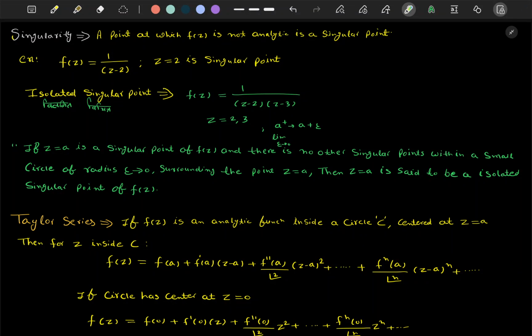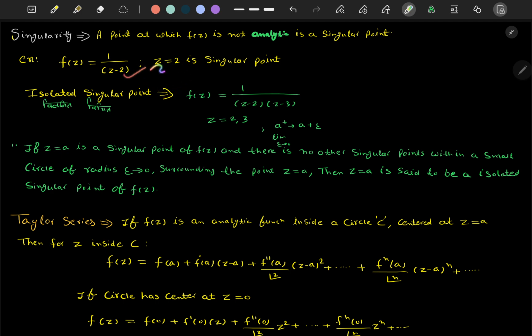Now we are going to start our new topic, that is singularity. How will we define singularity? A point at which a function of z is non-analytic is called a singular point, and this property is called singularity because of that point. So singularity is connected with the analyticity of the function about that point.